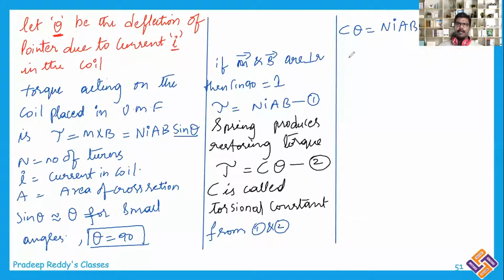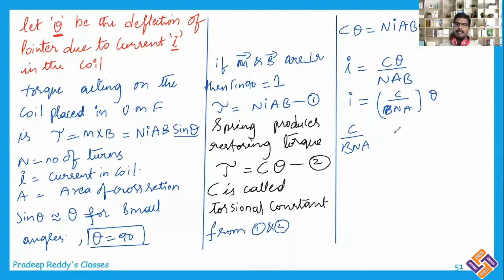NIAB. I will be equal to C theta divided by NAB. I is equal to C divided by BNA into theta. C is the torsional constant, B is the magnetic field, constant, N is the number of turns, constant, A is the area of cross section of the coil, that is also constant. C divided by BNA is constant. As this is constant, you can write I is directly proportional to theta.